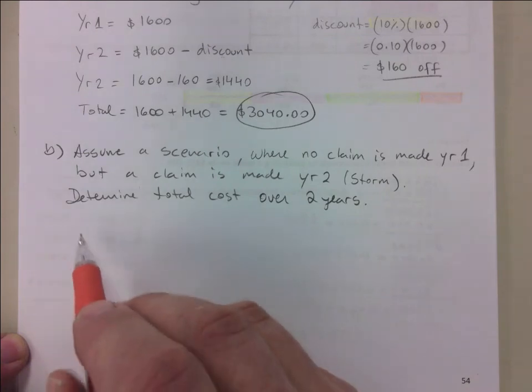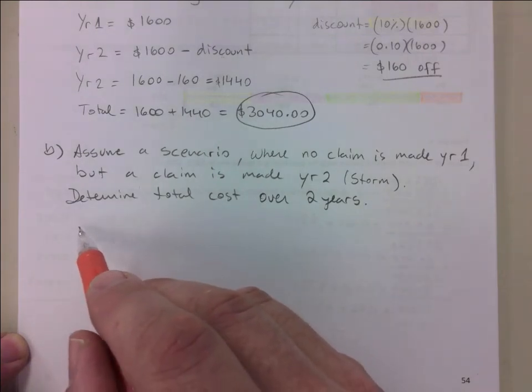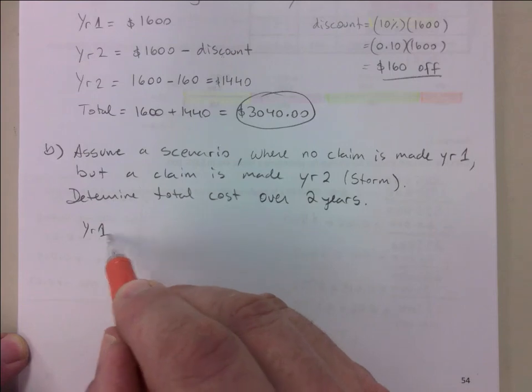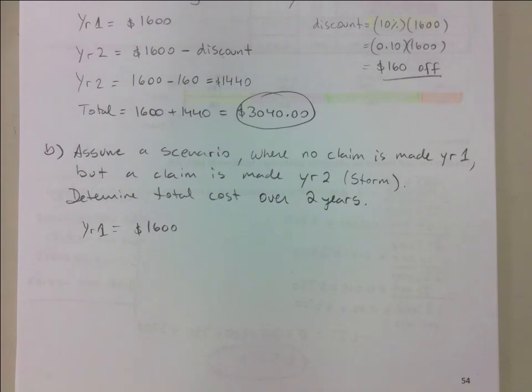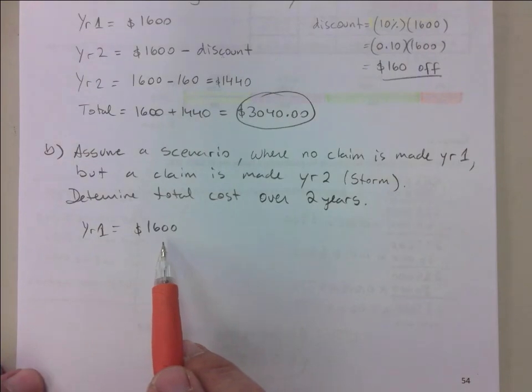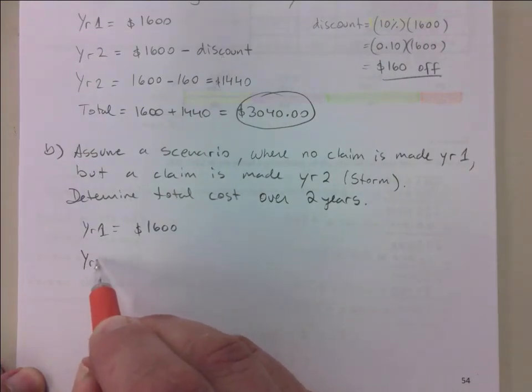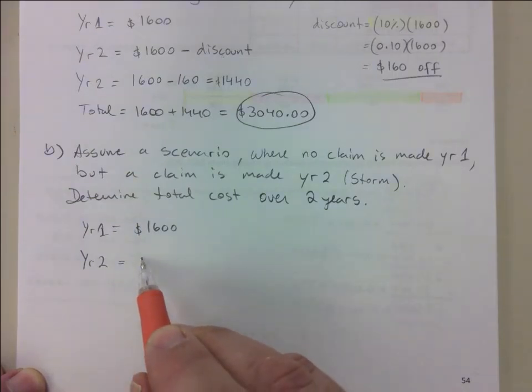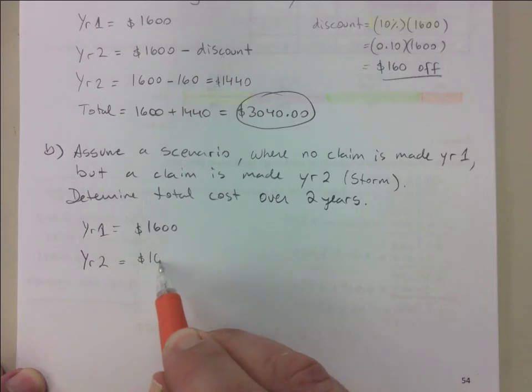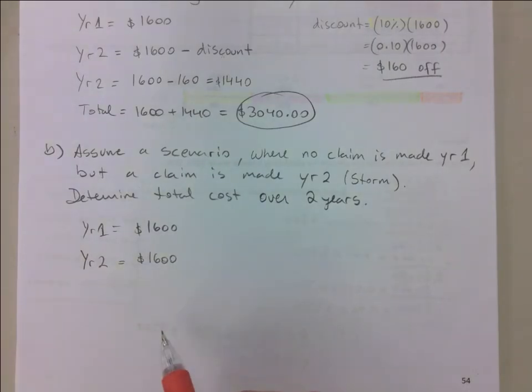How would we do this? Year one, you still pay the 1,600, right? They charge you up front, by the way. You pay the 1,600 up front or monthly, but you pay it as you go. Year two, how's year two gonna work out? Well, we need $1,600 again, right?